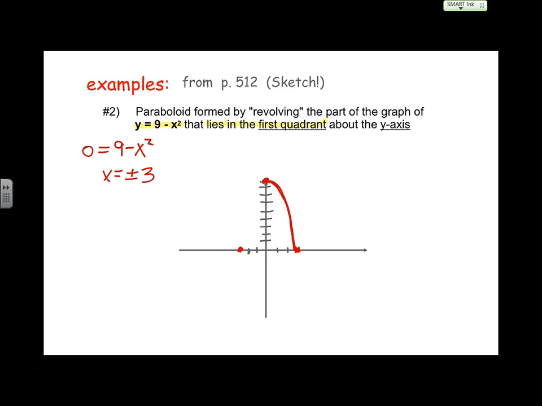Now, what am I spinning or revolving this about? Look for that word about. Go find the y-axis. And how do you show me you're revolving it around the right place? It's worth points on the test. Not just your picture. How do you start? Oh, the little spinny arrow. Show me what you're revolving about.